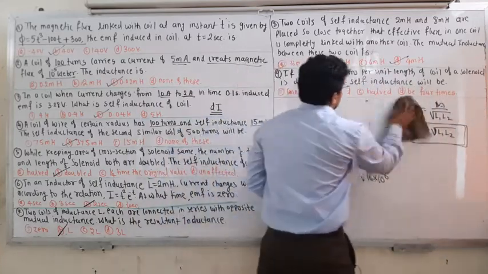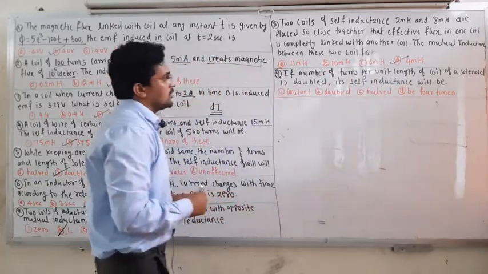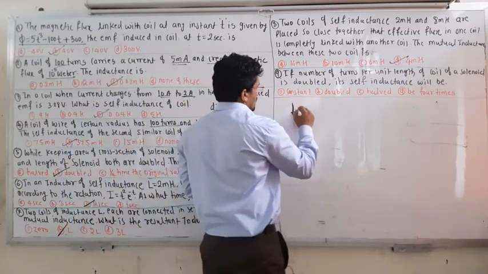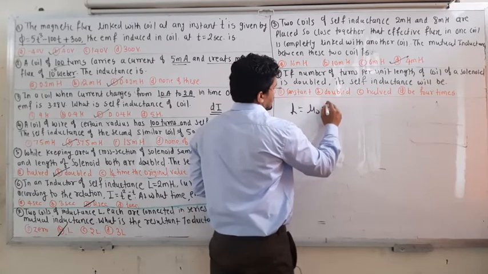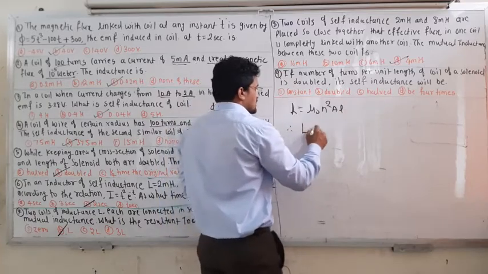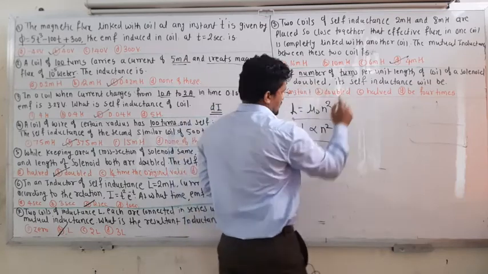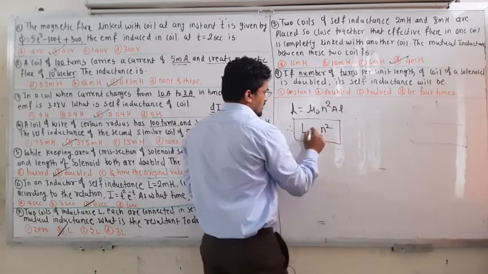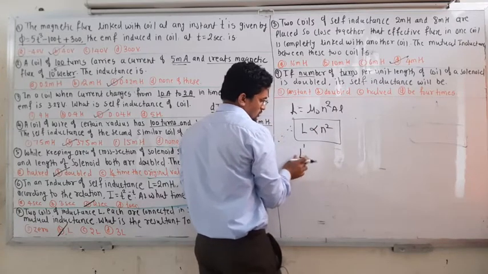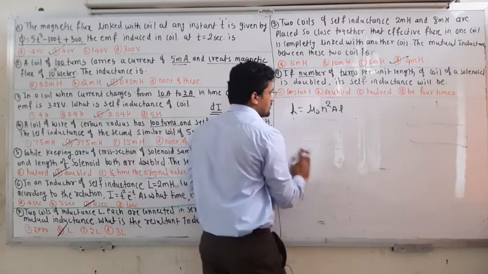If the number of turns per unit length of the coil of a solenoid is doubled, what is its self inductance? We know L is equal to mu naught n square A L. So that means L is directly proportional to the number of turns per unit length. Take this as the initial self inductance, or you can simply take the equation itself.